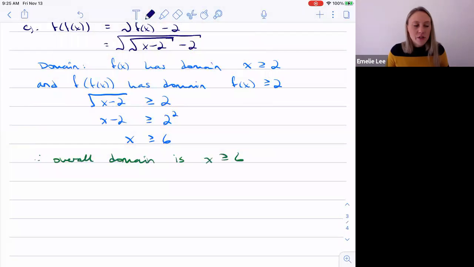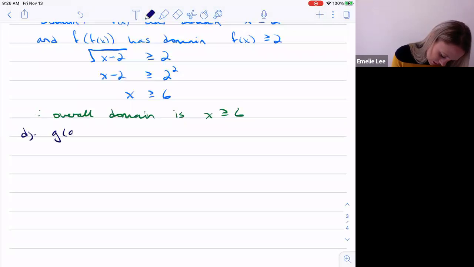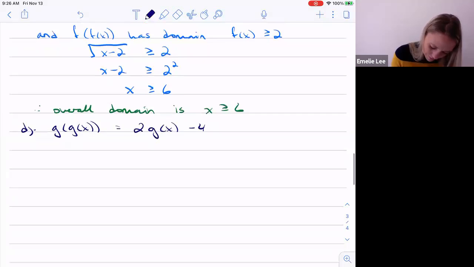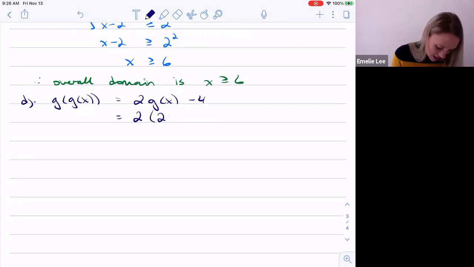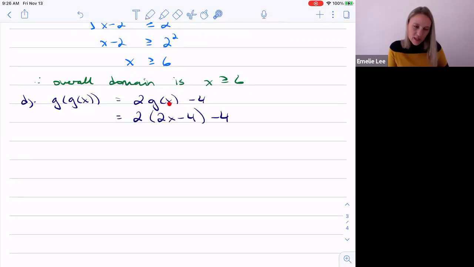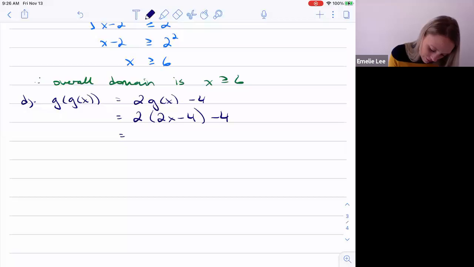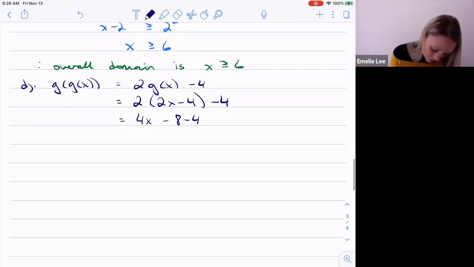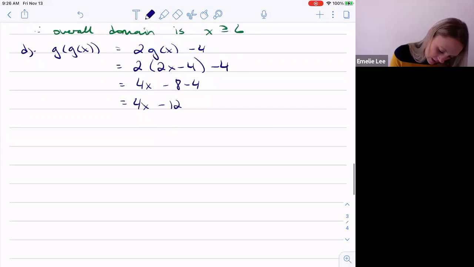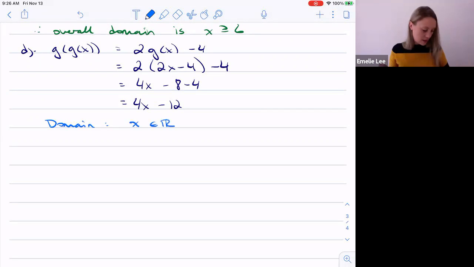Finally, we're going to do g of g of x. g of x was 2x minus 4, so 2 times g of x minus 4. So 2 times 2x minus 4, minus 4. What's nice is there's no restrictions on g of x, and so here, the domain is going to be all real numbers. I can simplify this a little bit, right? I've got 4x minus 8 minus 4, putting me at 4x minus 12. And the domain here is x in the set of real numbers.